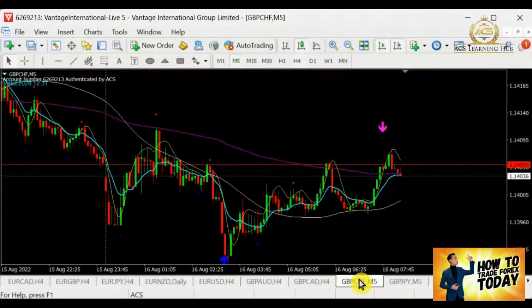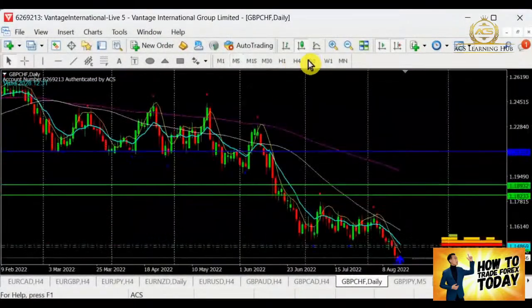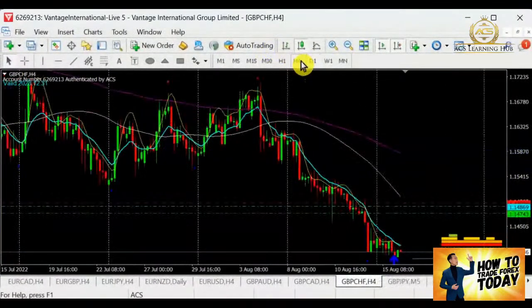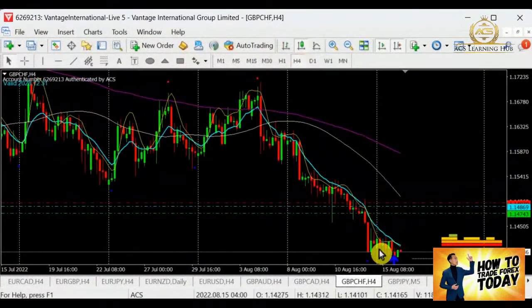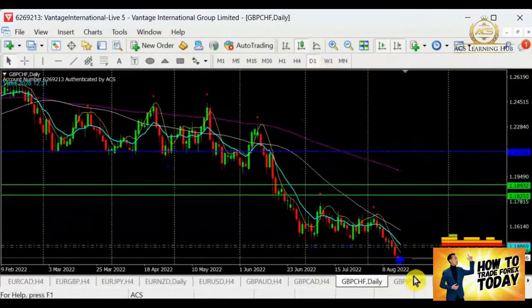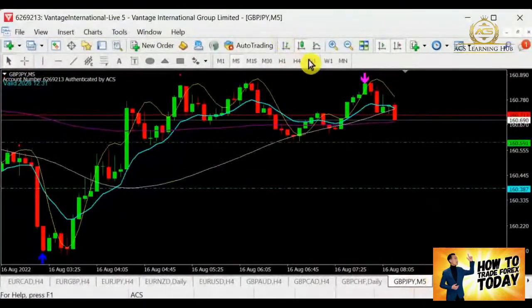And pound franc, let's take a look. Pound franc currently, we are in the bear, so it breaks through this area. We are also hovering around this area. I would suggest just give this a miss because it doesn't look very good.